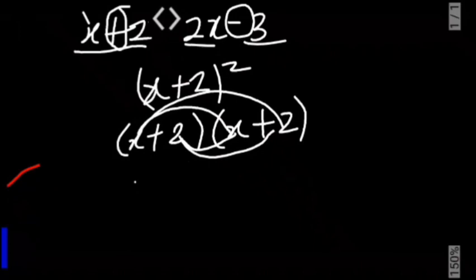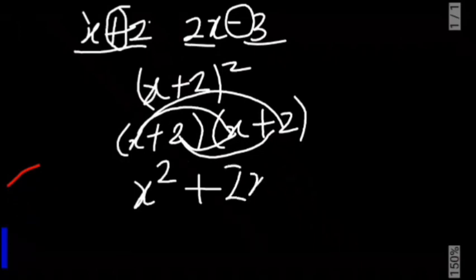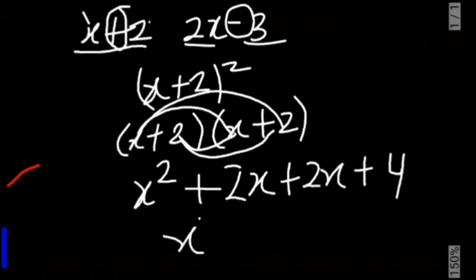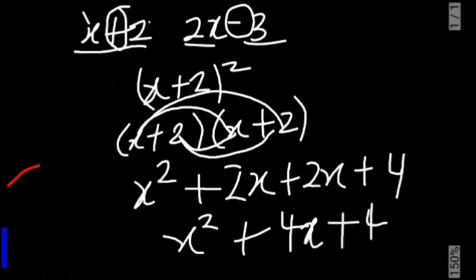So we would have x squared plus x multiplied by 2, 2x, plus 2 multiplied by x, 2x, plus 2 multiplied by 2, we have 4. So the result of this is x squared plus 2x plus 2x, which is 4x, plus 4. Okay, that is alright.